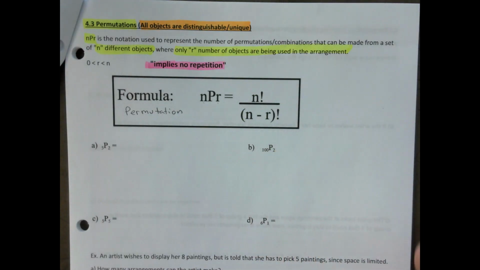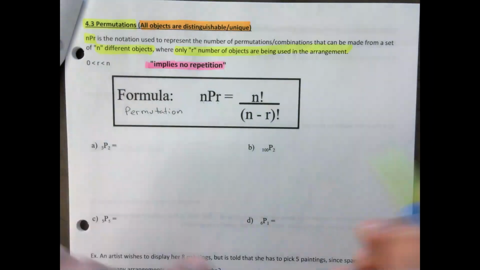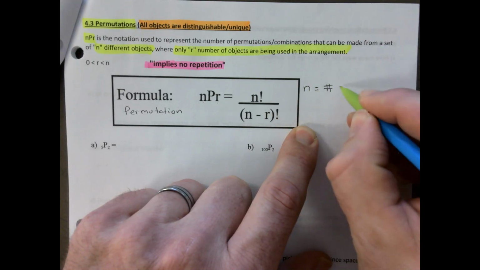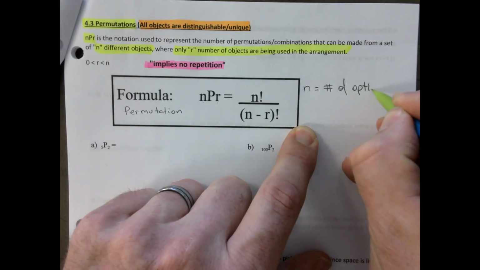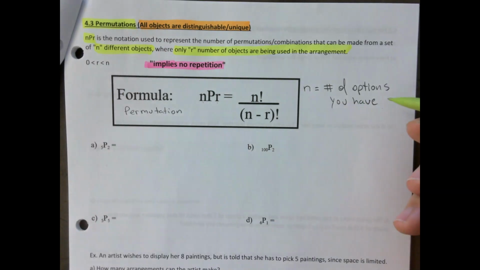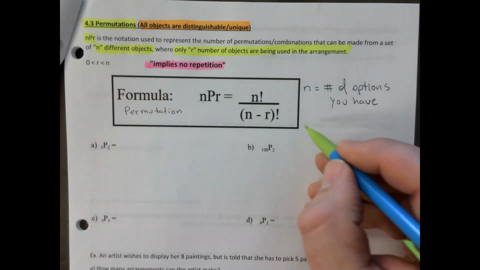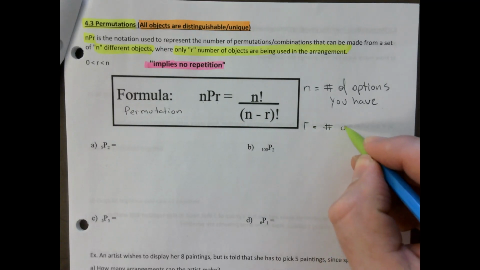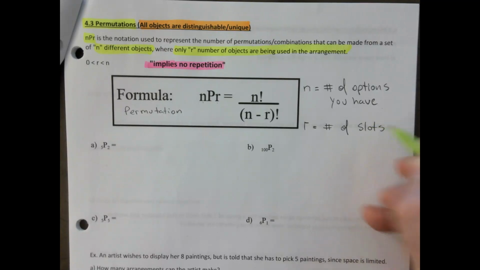I'm going to skip to this part here. I'm going to tell you, I used my own words for this one. N essentially is the number of options you have. So it could be 26 letters, 10 numbers. In a group taking a picture, it might be 10 people trying to take the picture. And r represents the number of slots to fill.